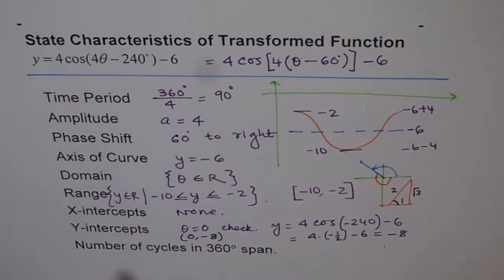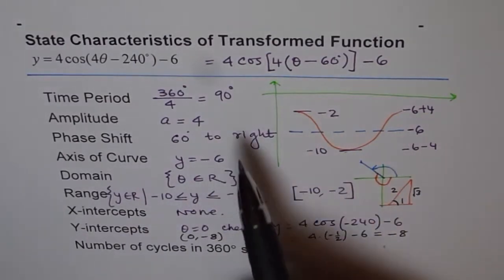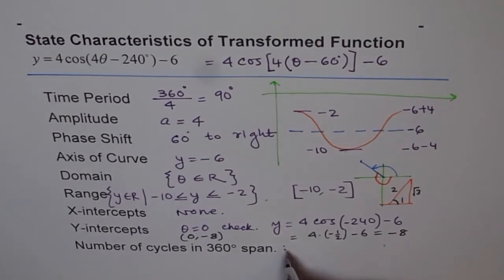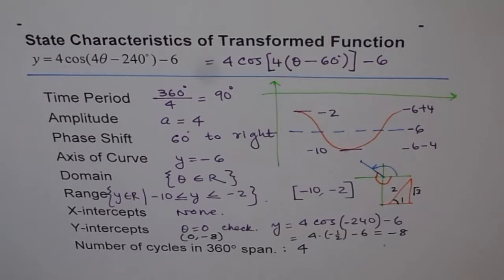Now, the number of cycles in a 360 degree span. This value of k actually gives you the number of cycles in 360. That is the beauty of k, right? The time period is 90 degrees, that means there will be 4 cycles in 360, correct? So the number of cycles in a 360 span is 4. This is that value of k. So I hope from here you understand all the things required for the characteristics of the function, right?